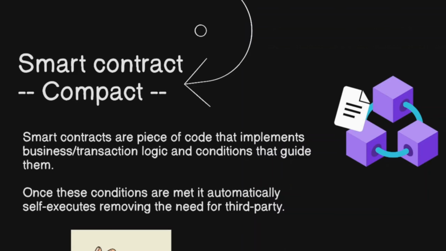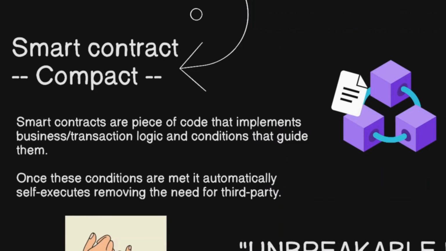If you're not new to the concept of smart contracts and the likes of that, then you can move on to the next section. But if you're just getting started with what smart contracts are and you're moving into Web3, it's important that you understand what smart contracts are. So smart contracts are like a piece of code that implements business logic and the conditions that guide them. And one special thing about smart contracts is they are self-executing.